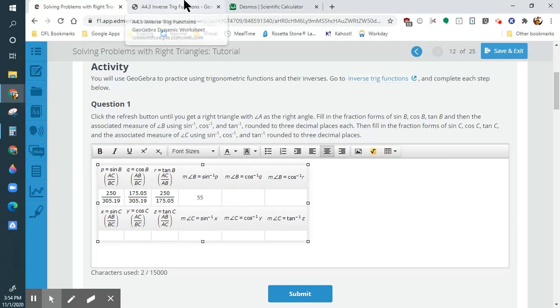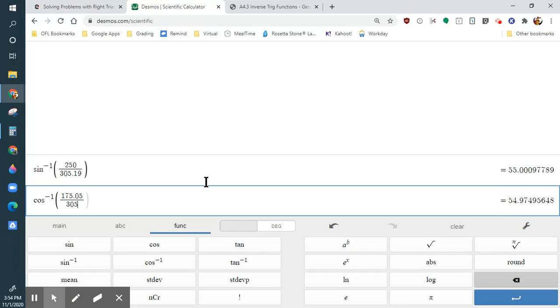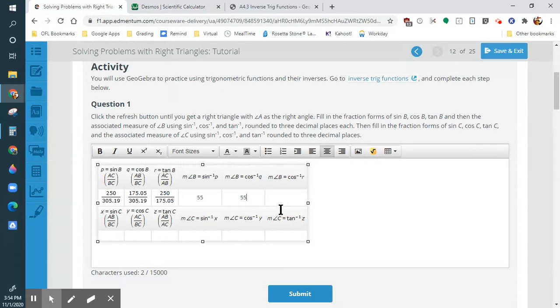Let's take a look at this one. Now we're going to do cosine inverse of 175.05 over 305.19. I always forget these. I have a very bad short-term memory, guys. That wasn't me remembering it. That was me literally looking at this function over here. And we get about 55 again.